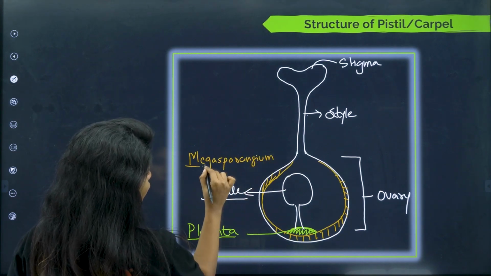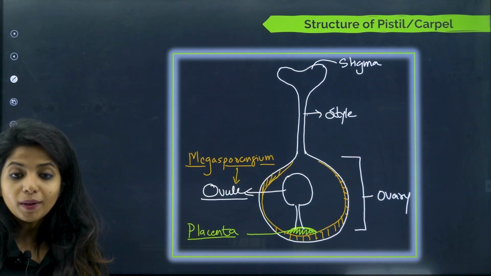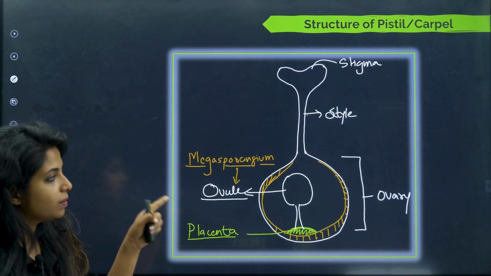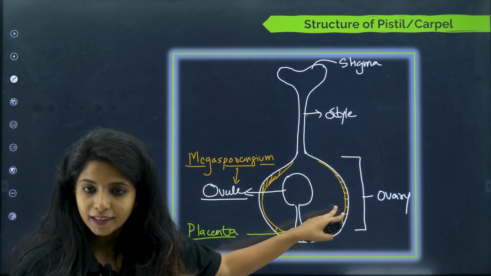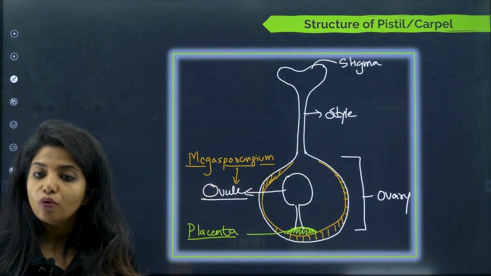Whenever you study this, you have to compare with the male system as well. In the male system we had anther. Inside the anther we had microsporangium. Similarly here we have ovary. Inside the ovary we have megasporangium, which is none other than the ovule.